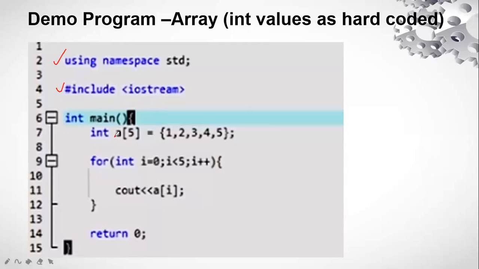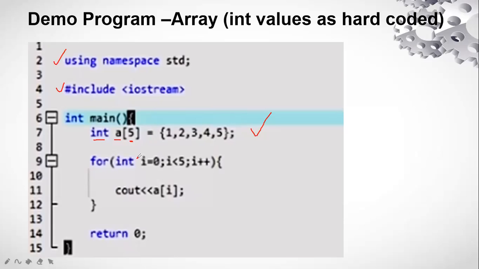Now int main starts, and here we are declaring the array, right? We are doing both things: we are initializing the array and declaring the array here. int is the data type of the array, that is integer. a is the name of the array, and here we declare the size of the array, that is 5, and we are initializing it. We are defining the data also, that is 1 2 3 4 5. This has been defined here, right? We will put a semicolon.